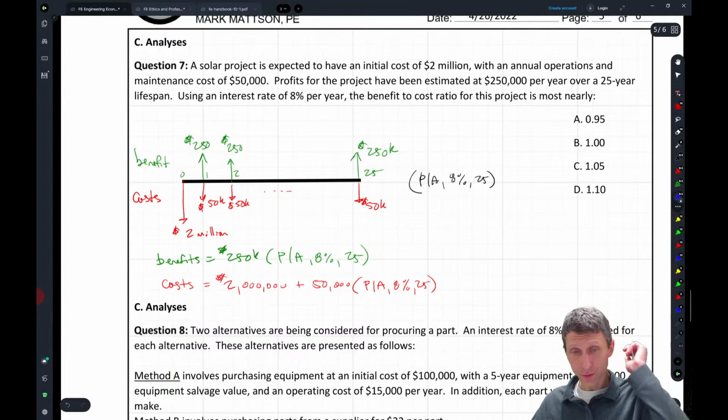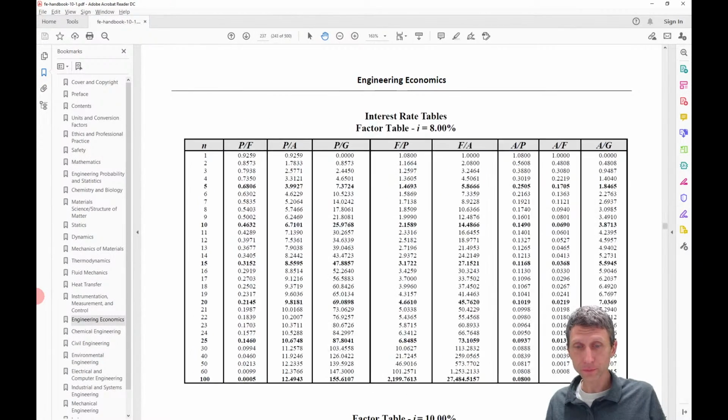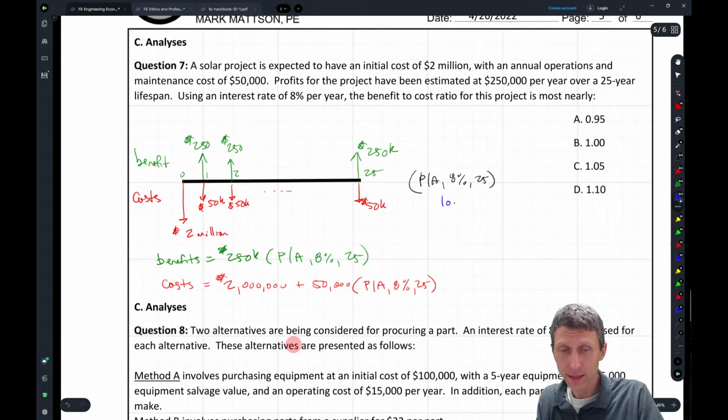And what is it? Let's come to the 8% table. There it is. 8%. We want P given A, 25 years. So it's 10.6748. That's going to go down here and down here, and when we plug those in, we're going to get some values.